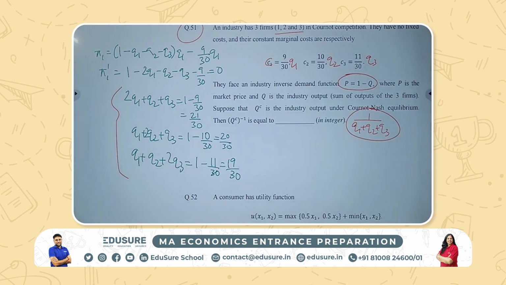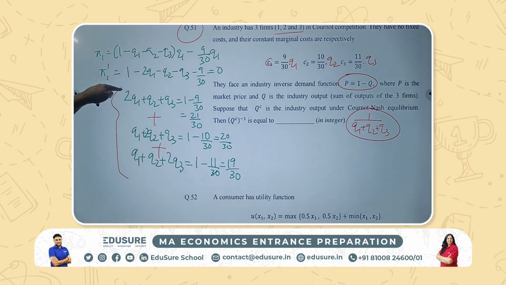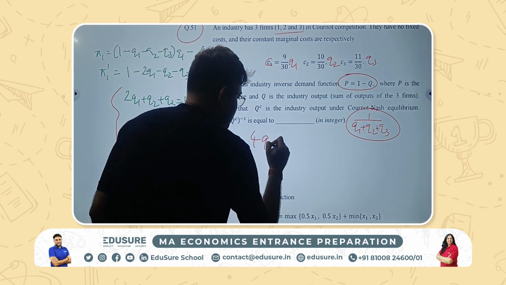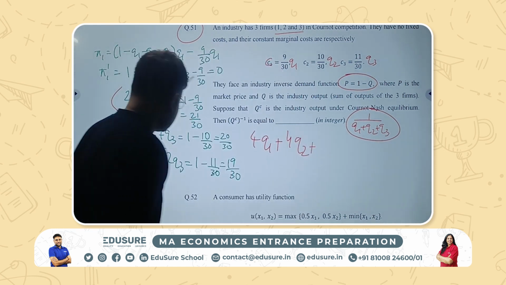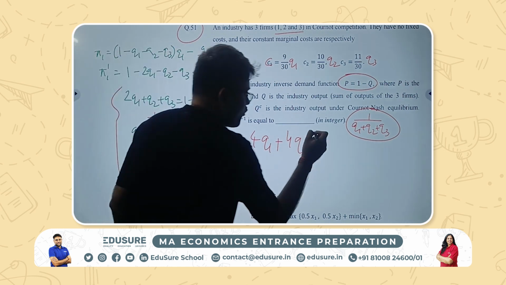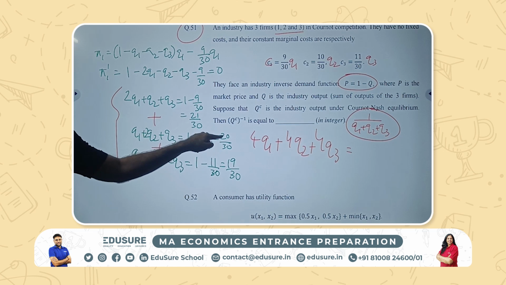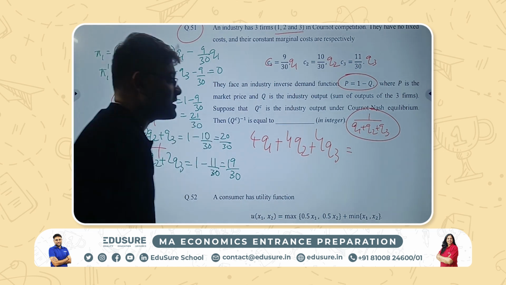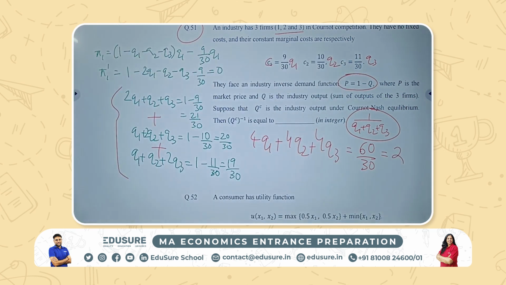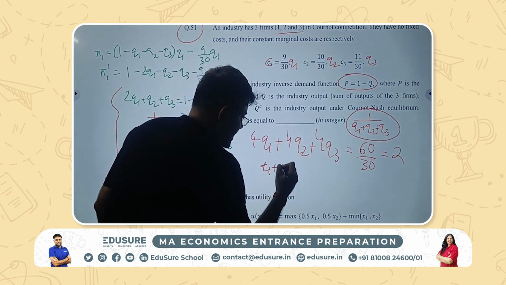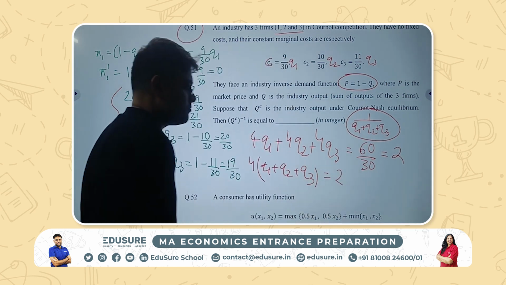Supposing I add all of them, what do I get? 2Q1 plus Q1 plus Q1, 4Q1. Plus Q2 plus 2Q2 plus Q2, 4Q2. Plus Q3 plus Q3 plus 2Q3, 4Q3. This is equal to 21 by 30 plus 20 by 30, 41 by 30, plus 19 by 30, 60 by 30, which is equal to 2. So Q1 plus Q2 plus Q3, if I take 4 common, is equal to 2.